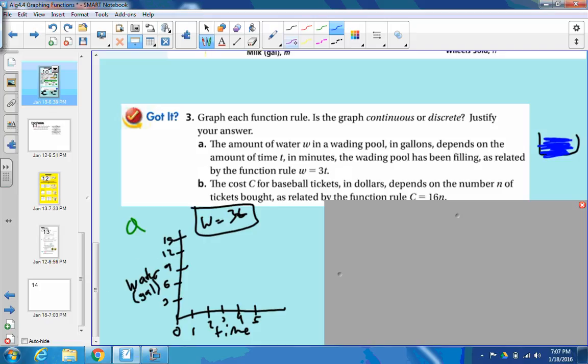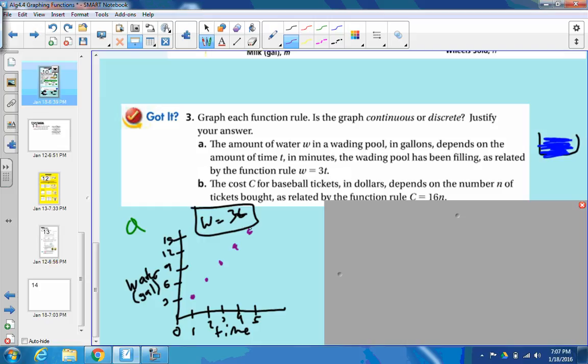So if I were to plot these, you plug in 1 for the time, you get out 3 gallons of water. 2 minutes would be 6 gallons of water. 3 minutes would be 9 gallons of water. 4 minutes would be 12 gallons of water. 5 would be 15, and so on.